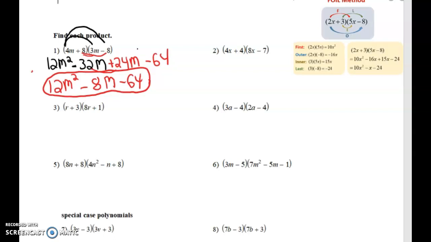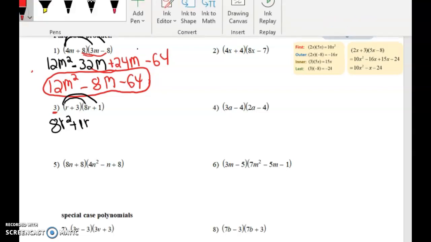All right, I'm going to do the next odd one. So again, let's start off. We're going to distribute the r to the 8r and the 1. So r times 8r is going to be 8r squared. And then an r times 1 would just be r. Those are the outer terms. Or I'm just going to say 1r, just so I don't forget that that is a 1 in front of there.